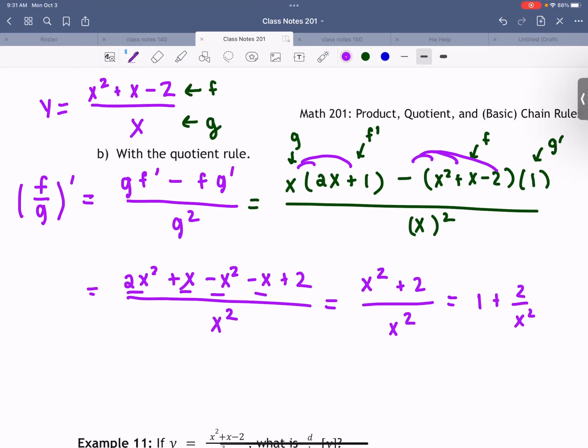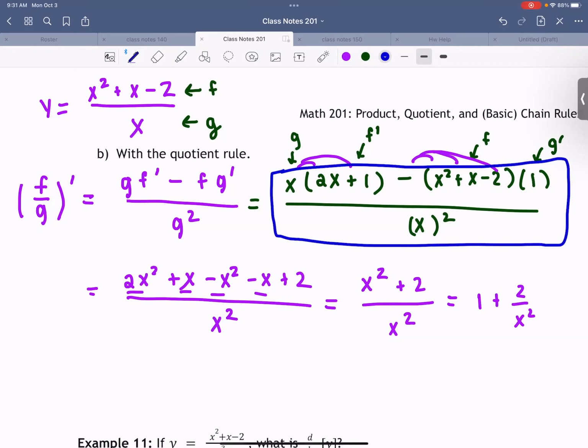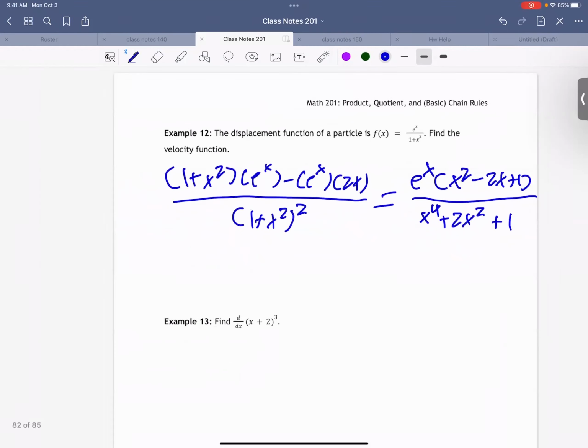Okay. For now, I am totally fine with you leaving the answer like this. That's fine for me. A little bit later, we might have to start simplifying things though. Any questions on part B? All right. Why don't I give you some time to work on example 11? Nice job as I've been walking around.